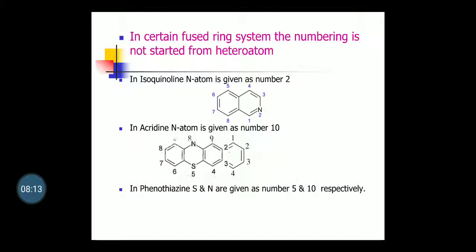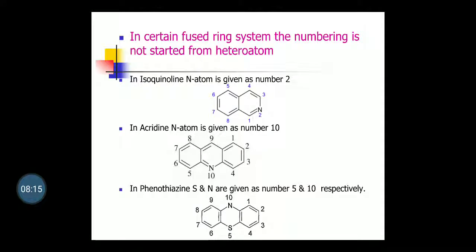Next, phenothiazine, which has two heteroatoms, one is sulfur, the second is nitrogen. In phenothiazine, you can see S is 5 and N is 10, this scheme is followed in the same way, like we are starting with either of the homocyclic rings. It's again a sandwich structure. We can say two benzene rings sandwich the middle ring.